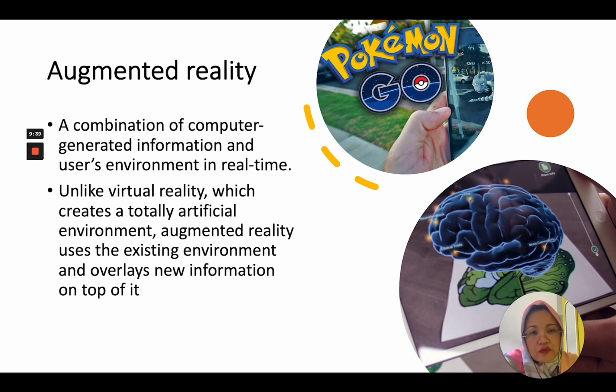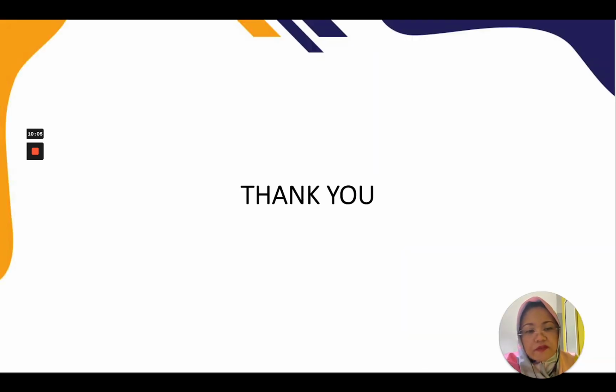You are aware of Pokemon Go. Last time, people used Pokemon Go a lot for games. Not only that, in sciences, to learn about human anatomy, you can just use augmented reality to get deeper or further information on certain parts of the human body, for example. So that's about it.